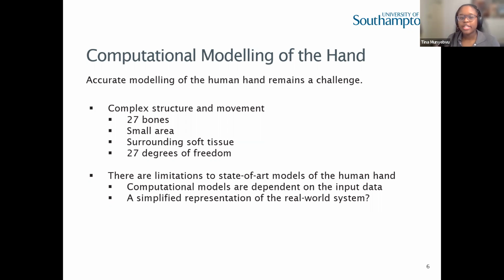So whilst state-of-the-art models of the hand do exist, there are limitations, and some of these limitations can come from what data you're actually putting into the computer model, but also the fact that the final model can be a simplified representation of a real-world system.